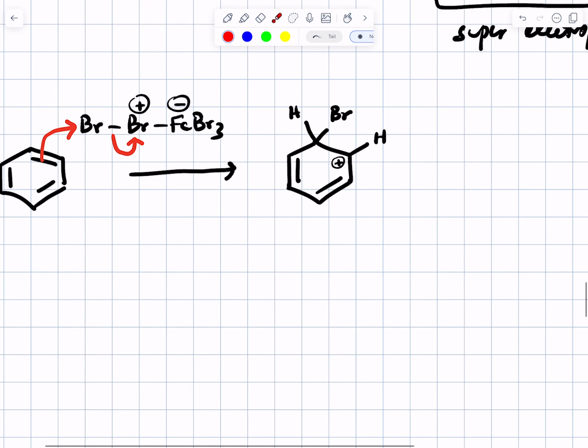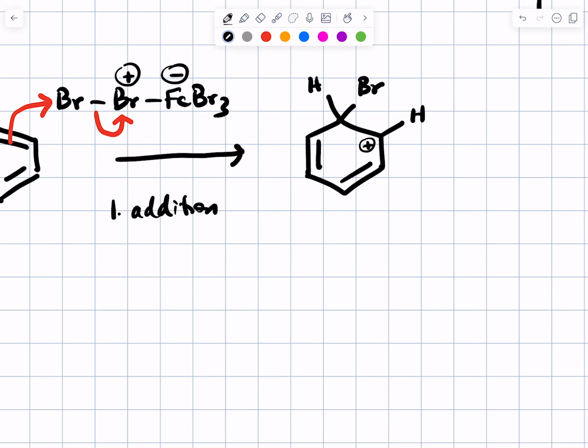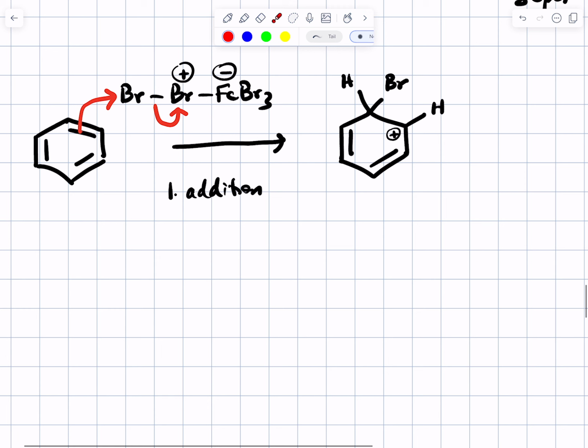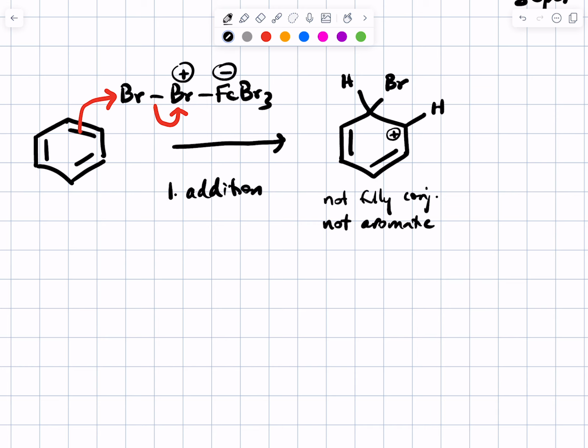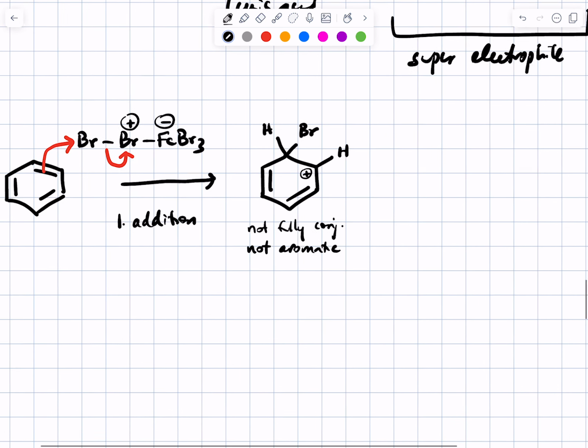That first step of this reaction is an addition step, because we've added bromine to the molecule. But look at what we've done. I feel like we should tell this intermediate to go to its room and think about what it did, because it's no longer fully conjugated. You've got an atom that's sp3 hybridized in the ring, so we've lost aromaticity. It's no longer aromatic, meaning that this first step is pretty uphill in energy.